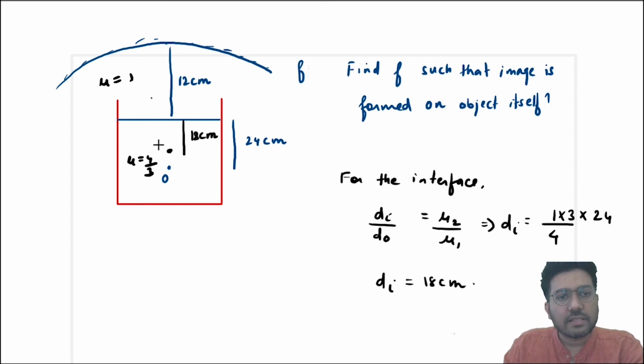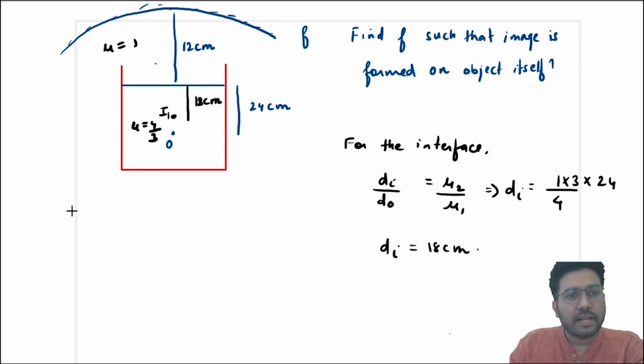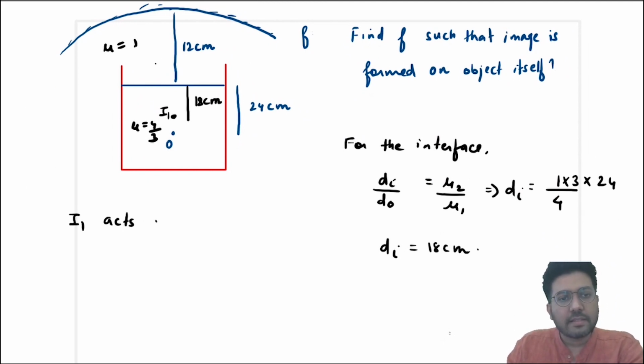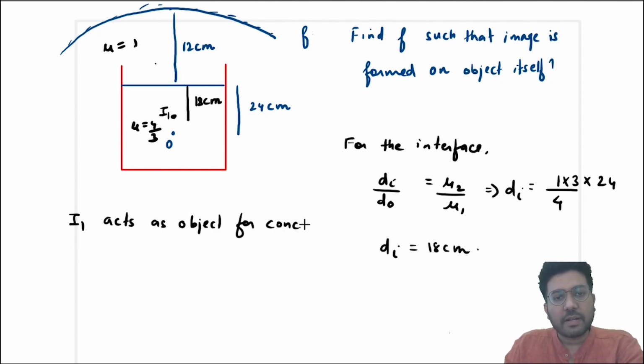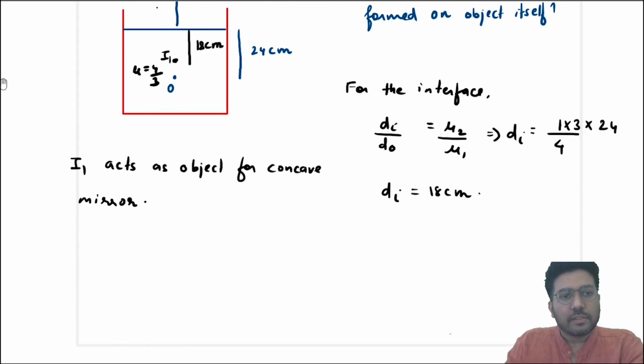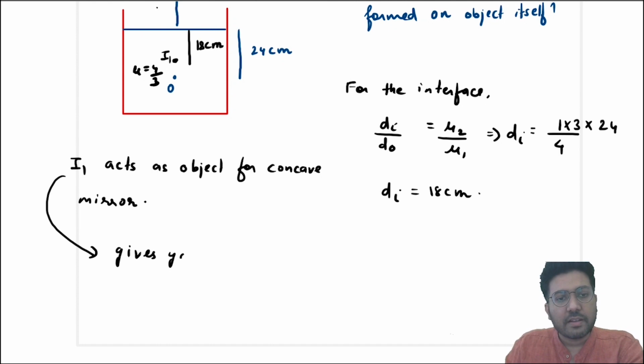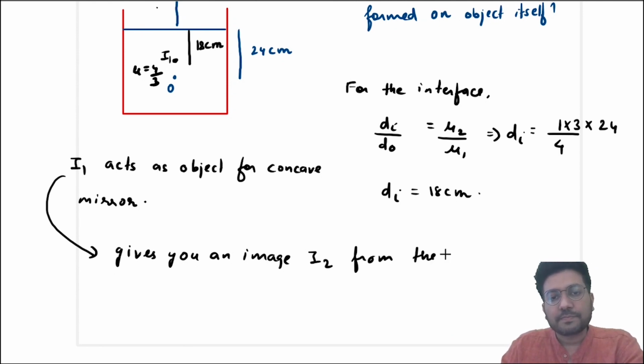Okay, now this is I1. Now this image acts as object for the concave mirror, right? So I1 acts as object for concave mirror. Now listen carefully. Suppose this I1 gives you an image I2 from the concave mirror.